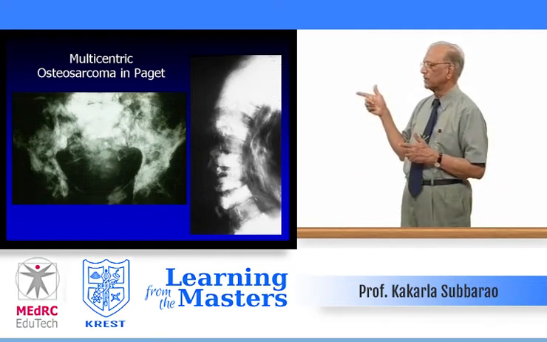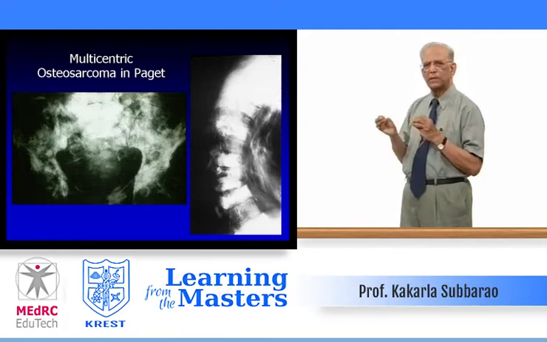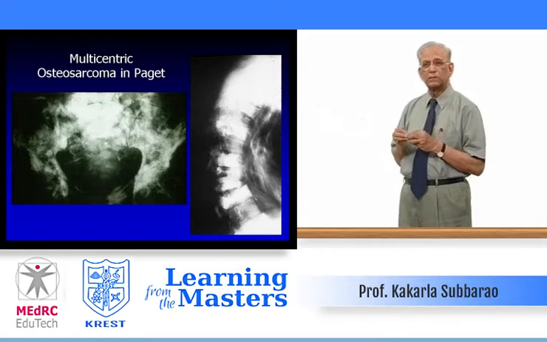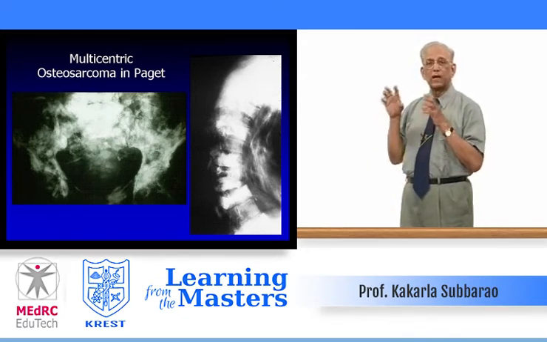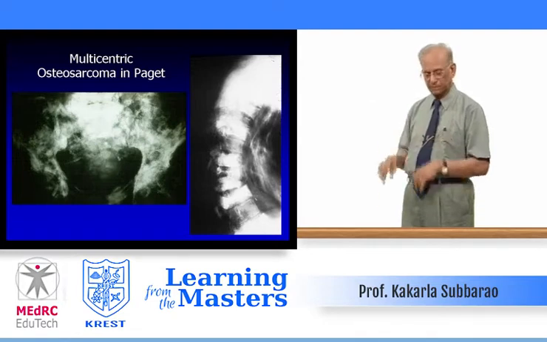Multicentric osteosarcoma. Remember I was telling you, in the pelvis and vertebral body, osteosarcoma can occur. This need not be osteogenic. This need not always be dense. Sometimes a mixed osteolytic type of osteosarcoma can occur. Mixed type of osteosarcoma can occur. Ivory dense, like osteogenic sarcoma, can also occur.